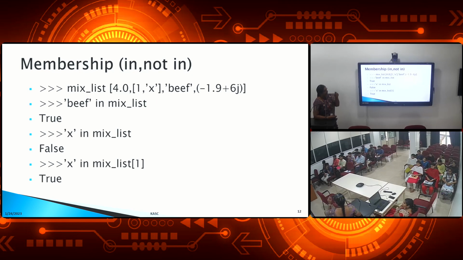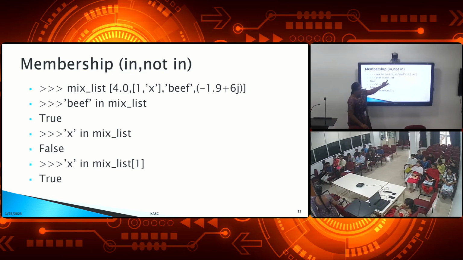With the help of in, this is my variable, right? What is a mixed list? I have some elements, some values here. Now I'm going to check a particular element in that particular variable and list. If it is available, we get the true value. Suppose it is not in the list, then we get the false value, right?